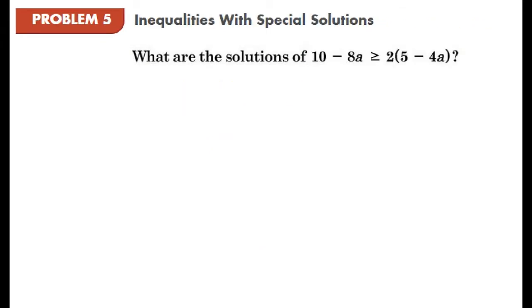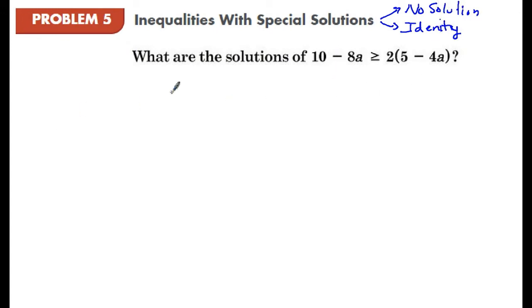Okay, for the last problem, we're going to be looking at inequalities with special solutions. When they talk about special solutions, we're looking at two possibilities. One is no solution, and the other possibility is identity. So we're going to go ahead and figure out which of these two. Is it a no solution or identity? So let's go ahead and start with this.